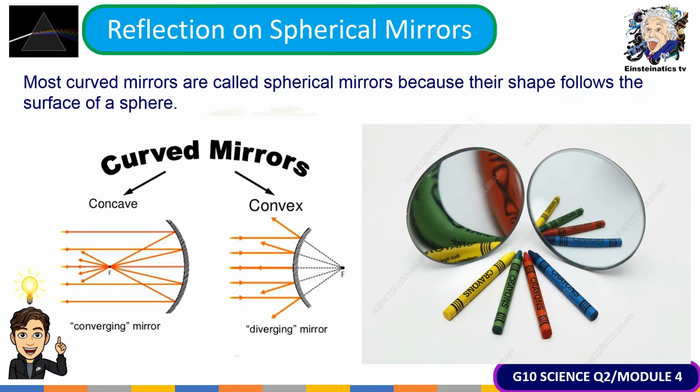Ngayong alam na natin yung reflection on plane mirrors, this time, let us explore naman what happens on spherical mirrors. So, yung tinatawag na spherical mirrors, these are somewhat curved, and there are two types of spherical mirror known as the concave and convex mirrors. So we are going to explore ano ba yung kanyang mga characteristics and katangian.